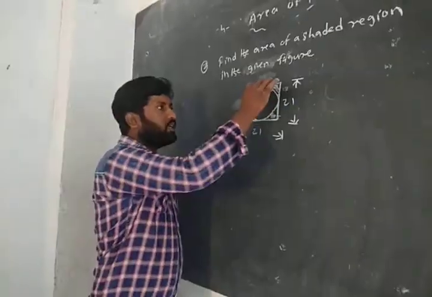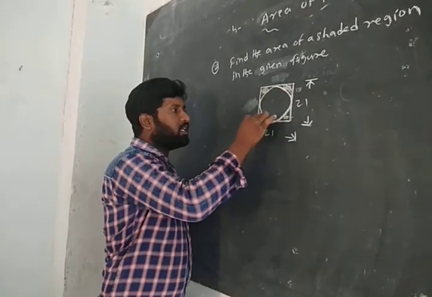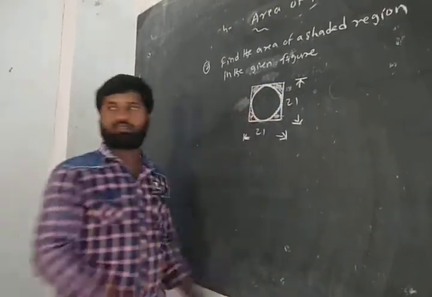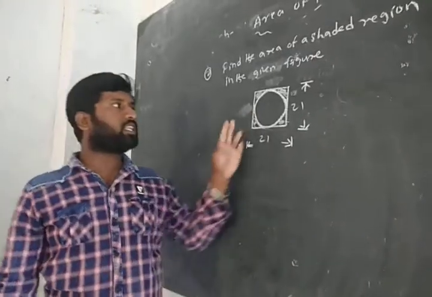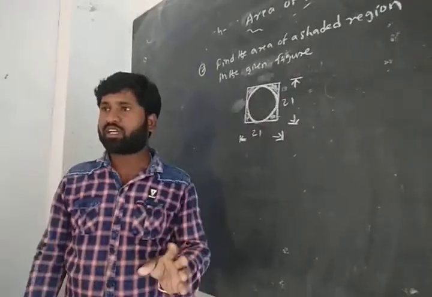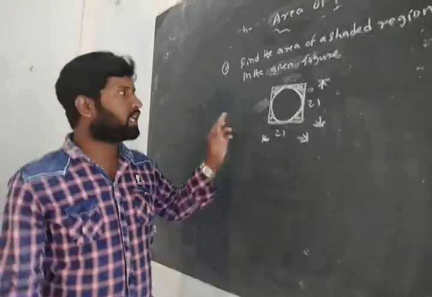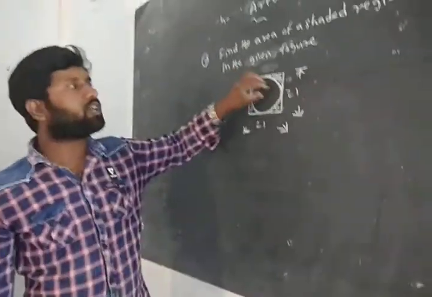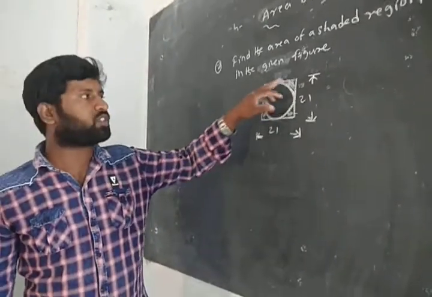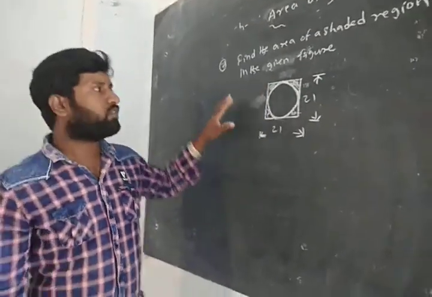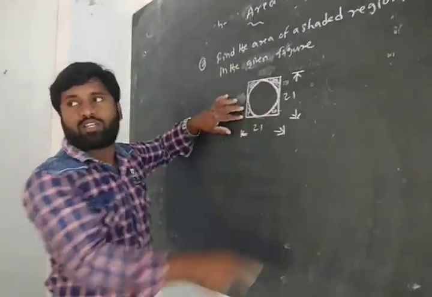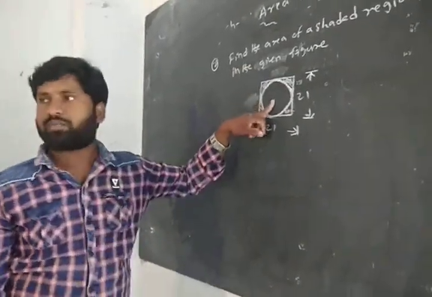Now observe here. In the interior part, a circle is there. So find the shaded region. Clearly the corners are shaded here. Then how do we find the area of the shaded part? First of all we have to find the area of the square. Then inside it the circle is there.